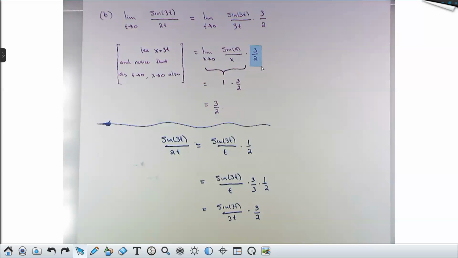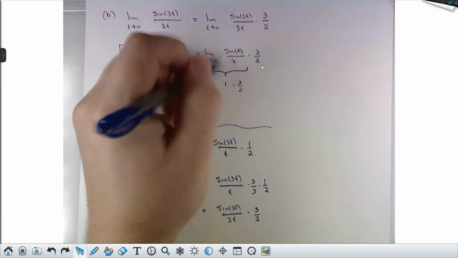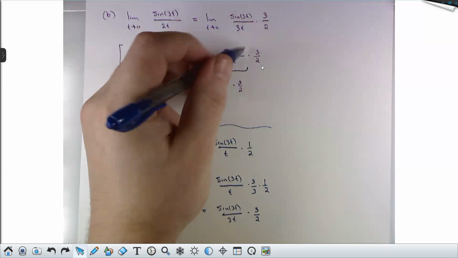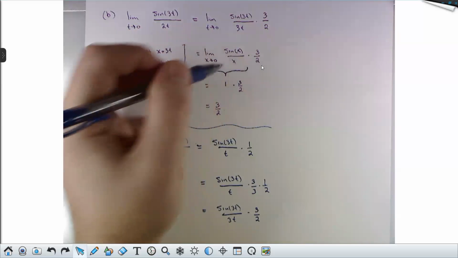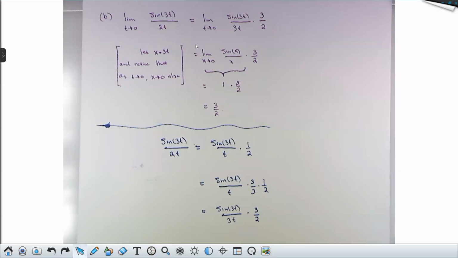This 3/2 doesn't matter. You can think of it as being inside the limit or outside the limit because constant multiples pop out of limits. So whether you want to think of it with parentheses like this or with parentheses like this, either way it would be the same. Personally, in this line, I'm thinking of it as being inside the limit, but it really doesn't matter because it's a constant.